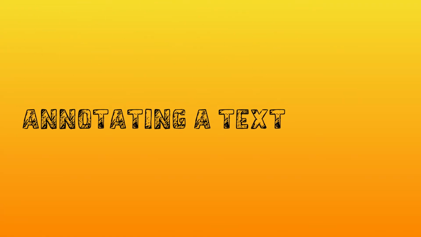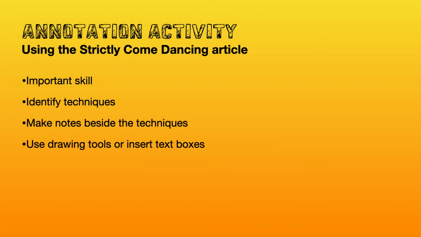Let's move on then to annotating a text, and we are going to use the Strictly Come Dancing article this time. Remember, annotation is an important skill because it helps you engage with the text instead of just passively reading it. I should say as well, because this is all in a Word document, this is quite a complex text. If you're struggling to read it, you can use the learning tools in Word or the immersive reader tools and have it read to you. What I would like you to do then is complete the annotation task in your worksheet. Remember, if you're not sure what to do, please speak to your teacher in the Teams call or contact them by tagging them on Teams.